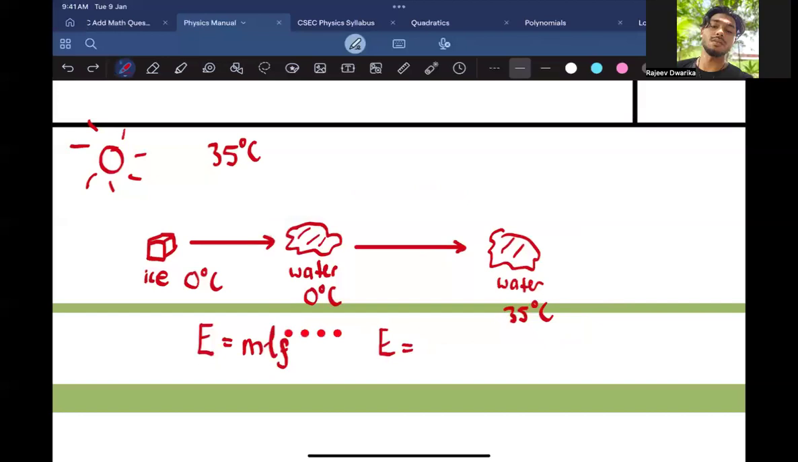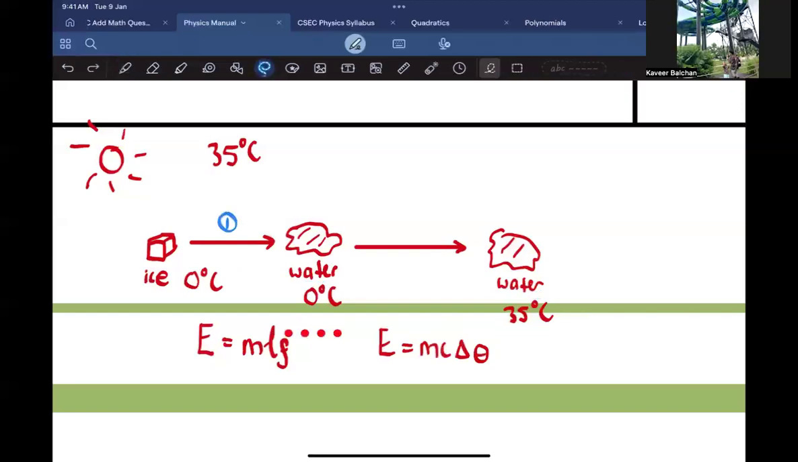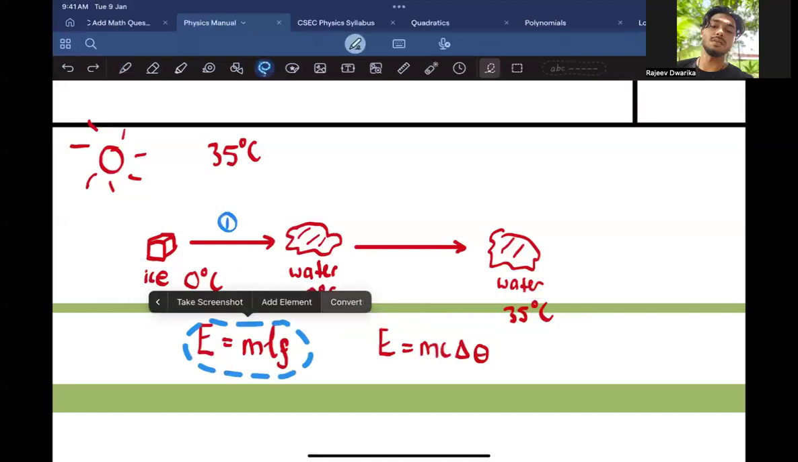Think. Why are we using E equals mc delta theta here? Because of the change in temperature. Am I changing state? No. Going from water to water, right? So I want you all to copy down a small example. It's an important example.